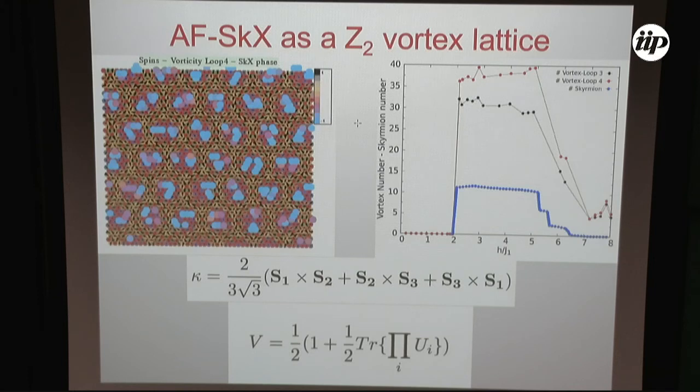We have borrowed from Kawamura and Miyashita this vorticity, which essentially tells you the rotation matrices that rotate the chirality around a given loop. But here you have a lattice system. So you define the chiralities everywhere, and you see what you get when you do all the loops.